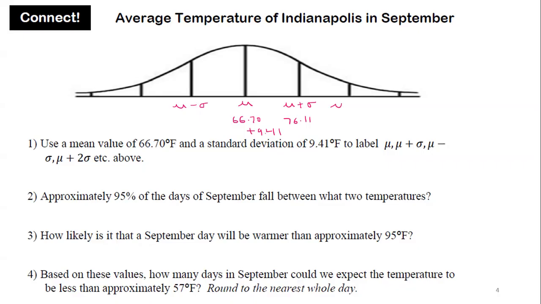When it says mu plus 2 sigma, that's going to be two standard deviations above. So we just add another 9.41. That gives us 85.52. And then another sigma, so that will be 3 sigma. We just add another 9.41 to the right. That gives us 94.93.